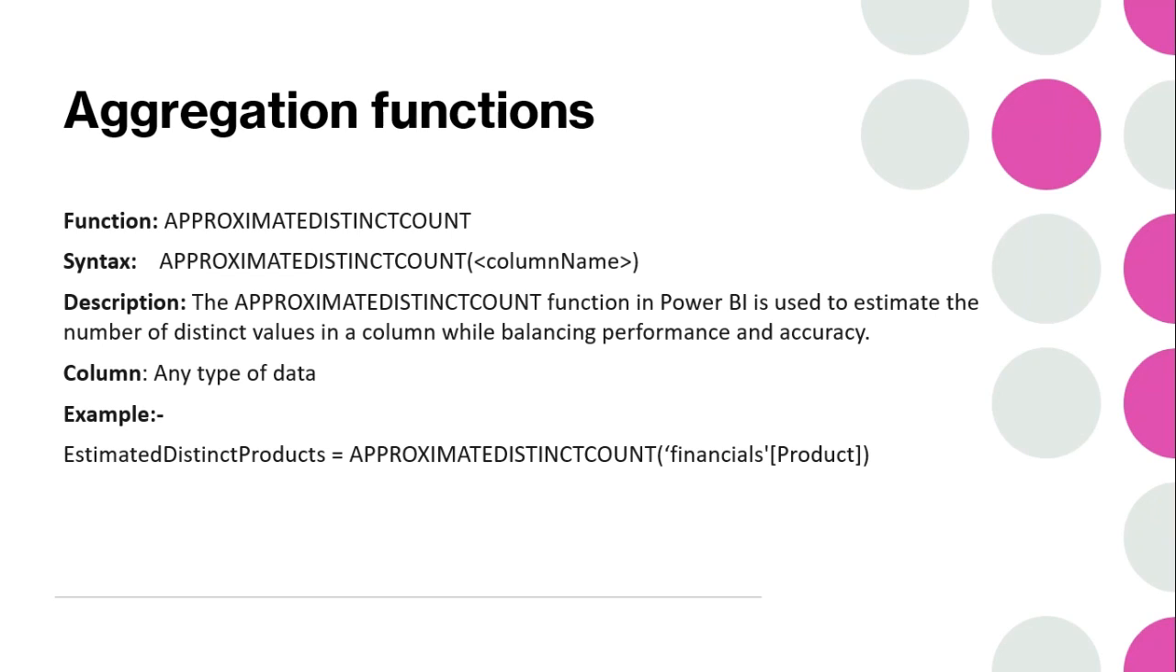Let's take an example to understand this function more clearly. Imagine you have a big pile of different toys and you want to know how many unique types there are. If you are in a rush and don't need to be super exact about the count, you might just take a quick look and make a good guess. That's a bit like what the approximate distinct count function does. So in real time, whenever you are dealing with large and complex data and you need a rough figure of a distinct count, you can use this function instead of distinct count.